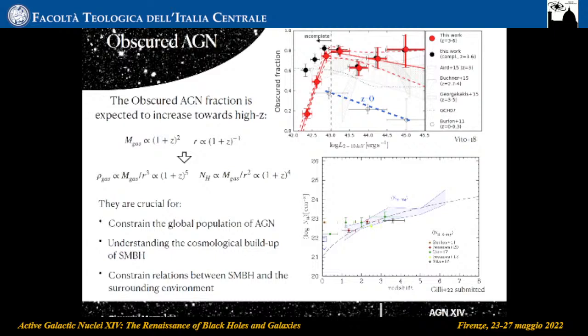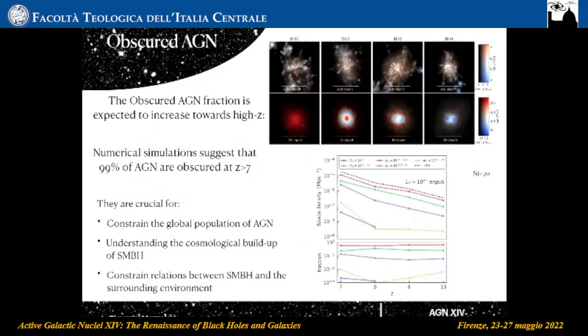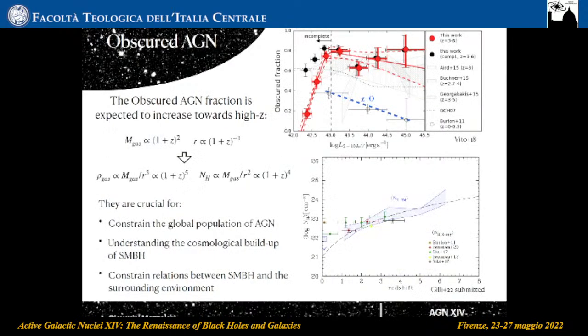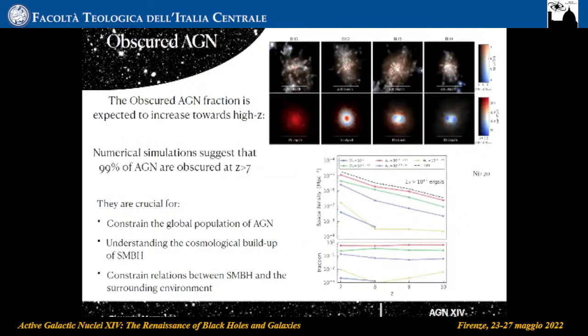Both theory and observation agree in suggesting that high-redshift galaxies are on average smaller and richer in gas and dust with respect to local ones. Since obscuration is thought to be related to both dust close to the central supermassive black hole and the cold interstellar medium of the host galaxy, we expect that obscuration is enhanced at high redshift. In particular, Vito shows in his paper that the fraction of obscured AGN grows from 10-20% in the local universe up to 80-90% at redshift 4. Analytical studies on the properties of the interstellar medium around AGN suggest the same conclusion. Numerical simulations further predict that 99% of AGN at redshift higher than 7 might be obscured.